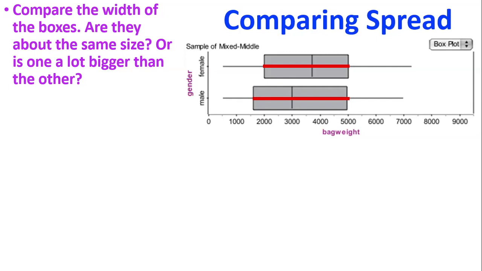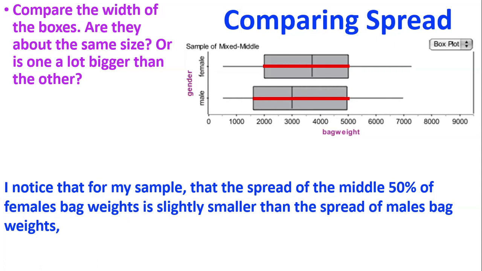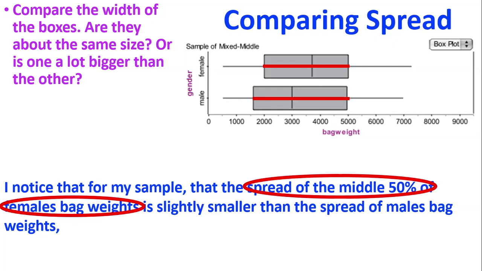And what I notice is that the male's box is wider than the female box, and that's what we want to be able to say. So this is for achieved. I'm just going to say I notice that the spread of the middle 50% of my female bags is slightly smaller than the spread of the male bag weights. Okay, or I could have done it the other way around and said the male bag weights are slightly bigger, slightly more spread out than the female bag weights. Okay, that would be fine too.